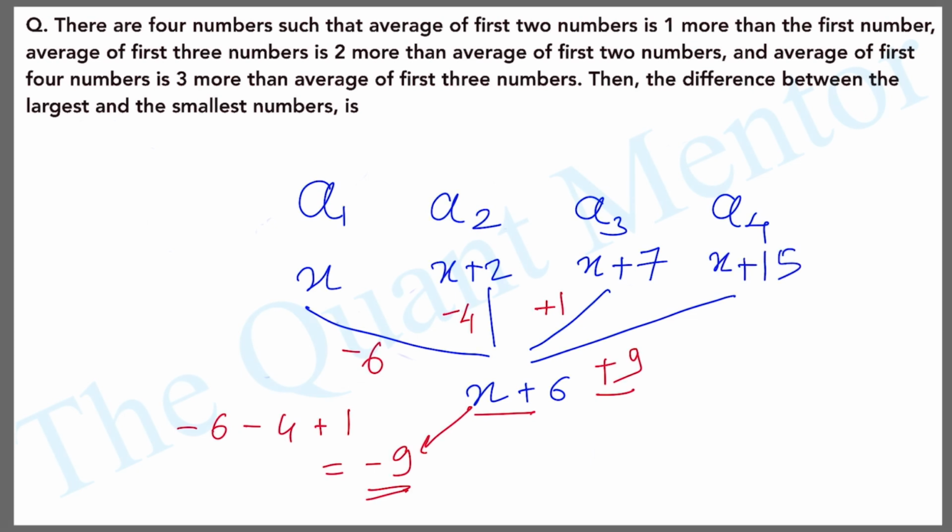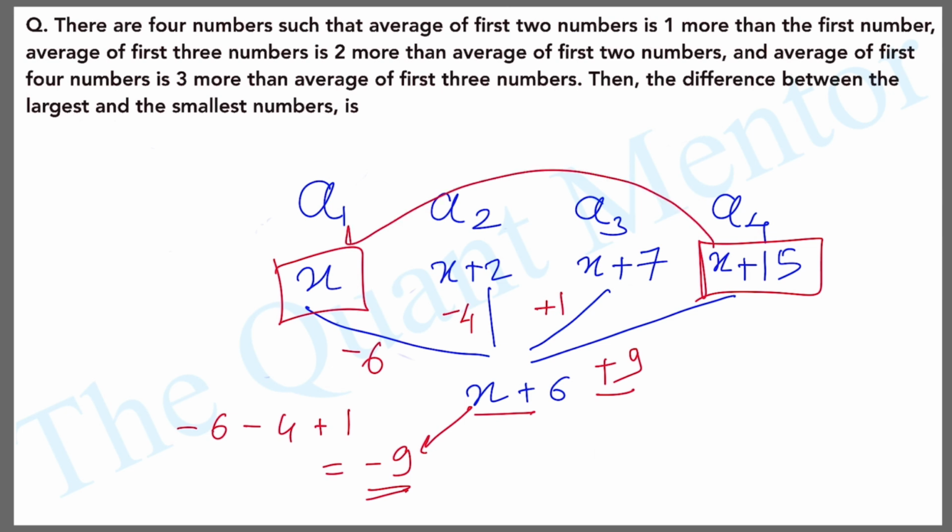So the difference of the largest and the smallest numbers can be very easily found as x plus 15 minus x. The answer to my question will be 15. Beautiful question, and that's how we do it. I hope you all have enjoyed it and understood this also.